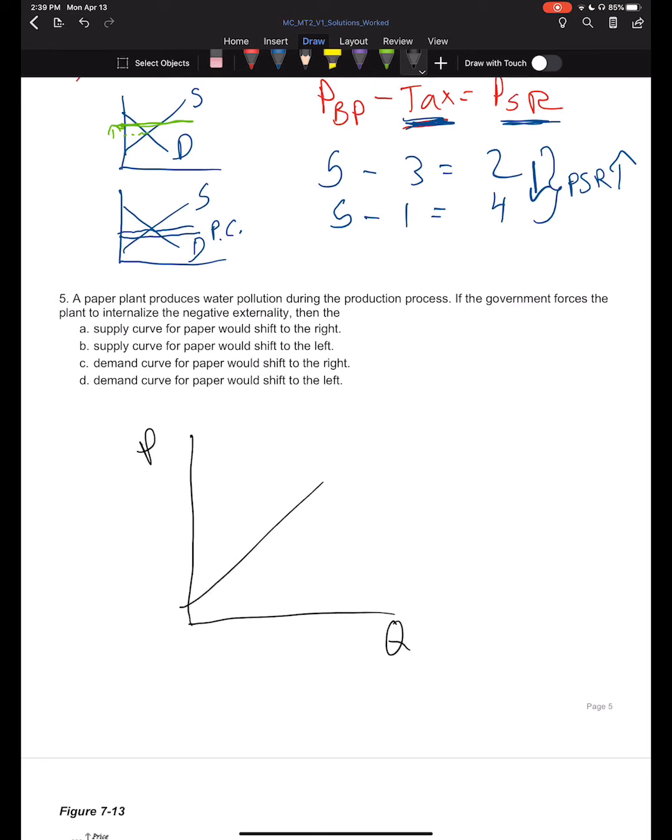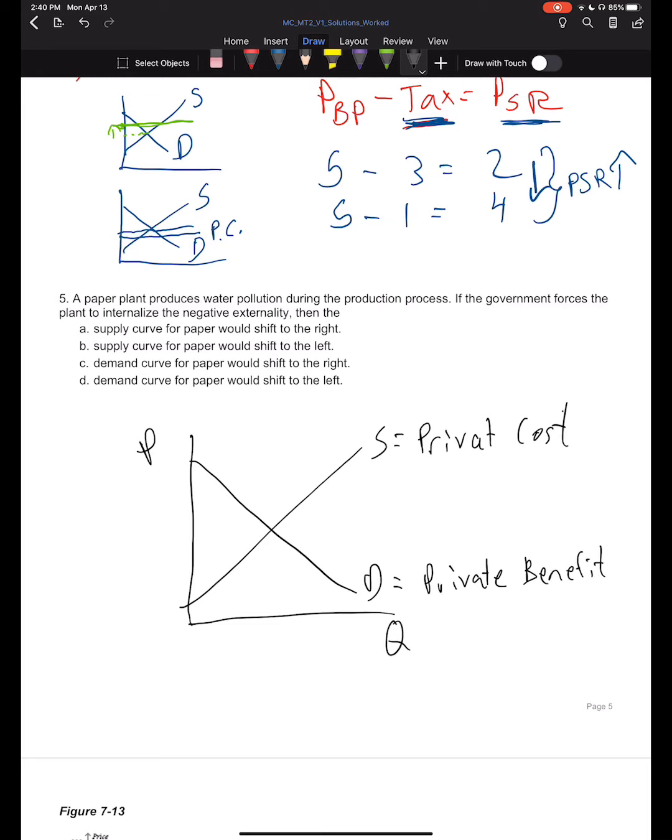Price, quantity. The supply curve is equal to the private cost curve. The demand curve is equal to the private benefit. When we have externalities, we either have these additional social costs or these additional social benefits. In this case, this is a social cost because it's a negative externality, and they're making the plant internalize it. So the supply curve shifts to the left because it's an additional social cost.